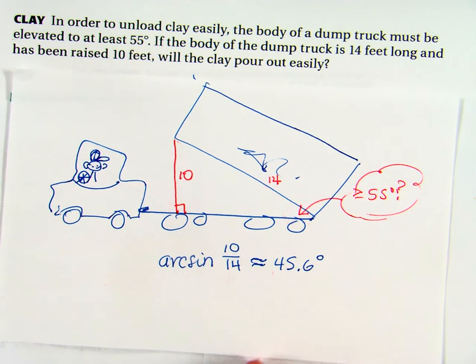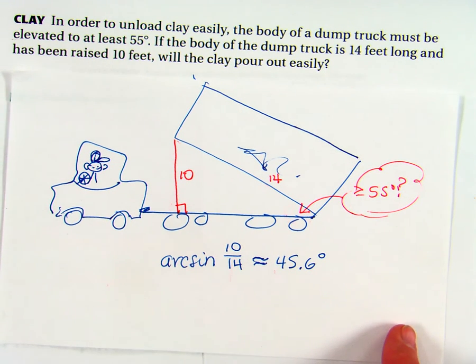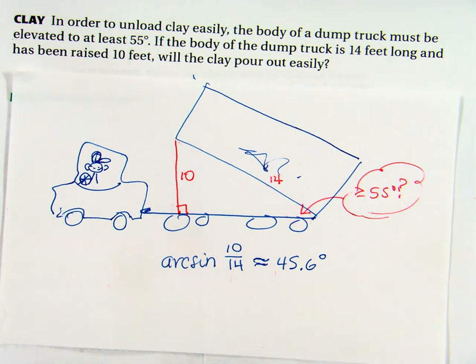So that's an example of how you can use the inverse trig ratios. Again, if you have the side lengths and you need the angle, that's inverse, or arc sine, arc tangent, arc cosine. If you have the angle and you need the ratio for the side lengths, then you use sine, cosine, and tangent. And here endeth the lesson.